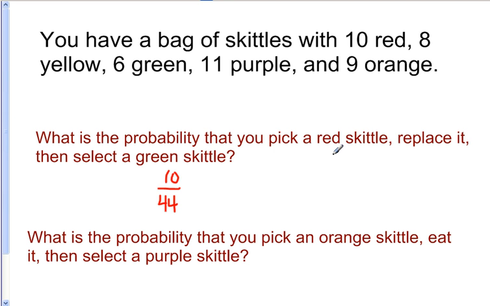So the probability that you select a red Skittle is 10 out of 44. And then when you select a green one, there are 44 in the bag again because you put that red one back. So the probability of selecting a green would be 6 out of 44. So we end up with 60 out of 44 squared.